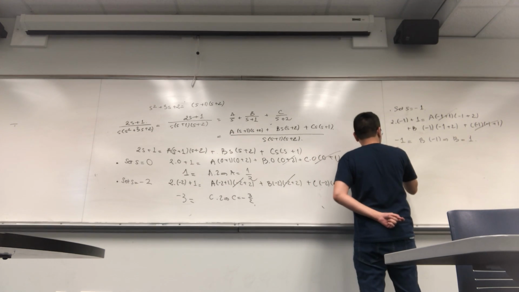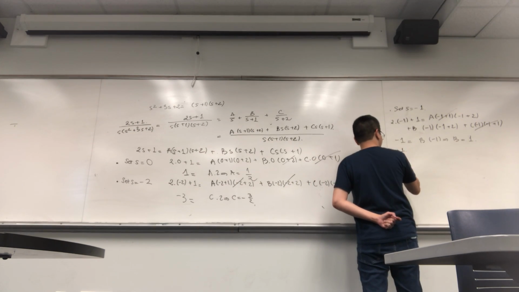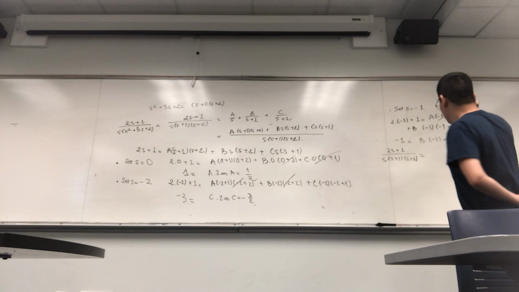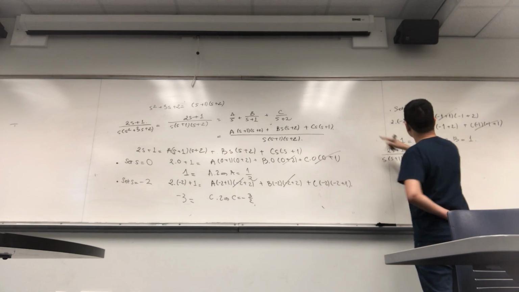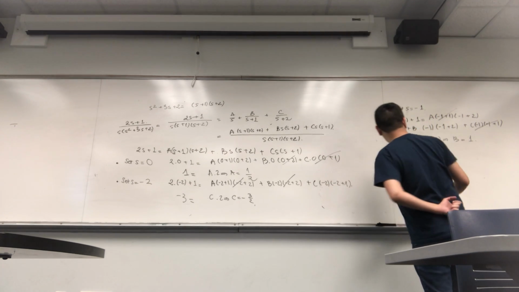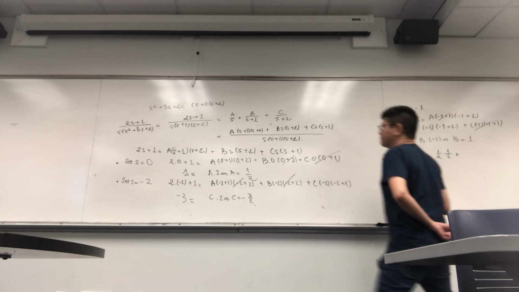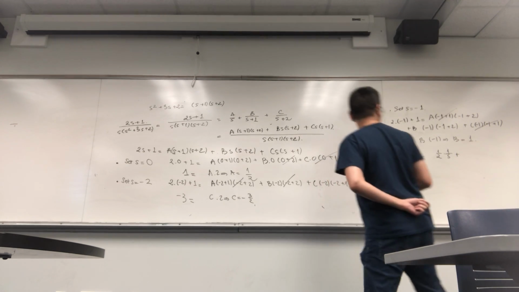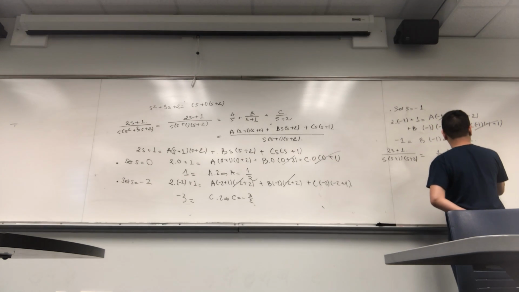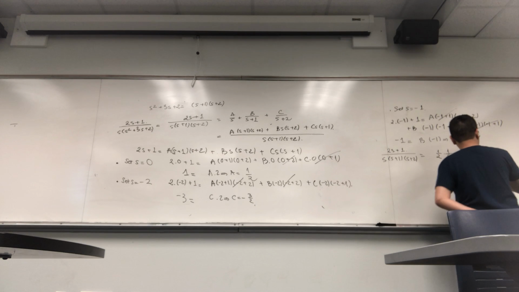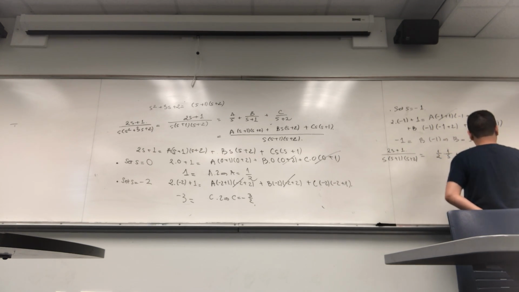So now I have (2s plus 1) over s(s plus 1)(s plus 2) is equal to a over s, which is 1/2 of 1 over s, plus b, which is 1, plus c, which is minus 3 over 2, 1 over s plus 2. Right?